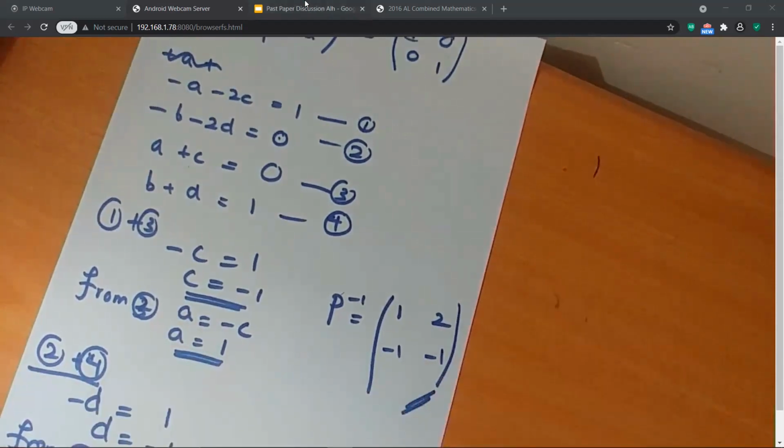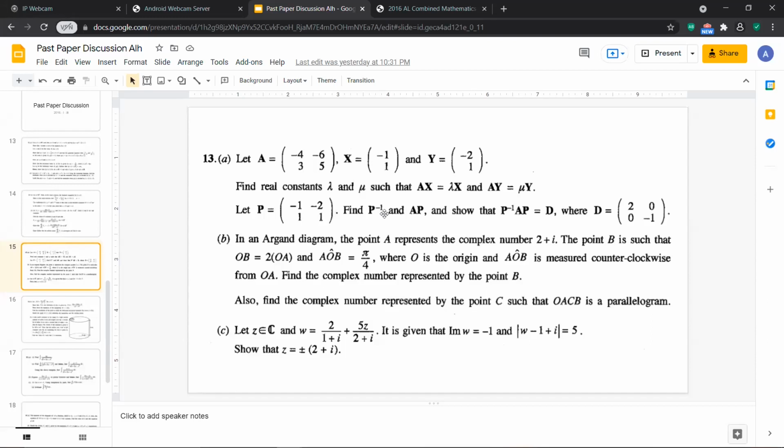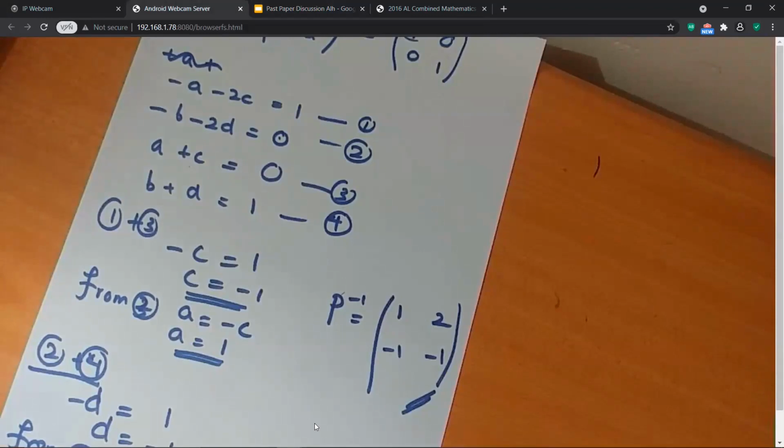This is the answer for P inverse. The question was find P inverse. Did you get that part? Is that clear? Yes, sir. Understood.